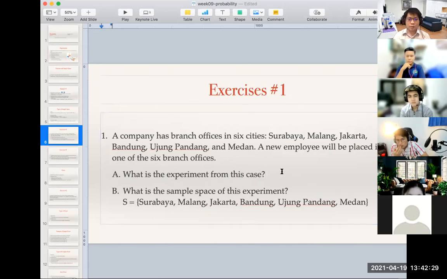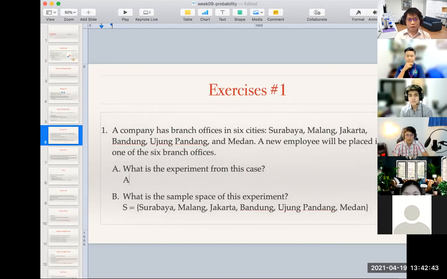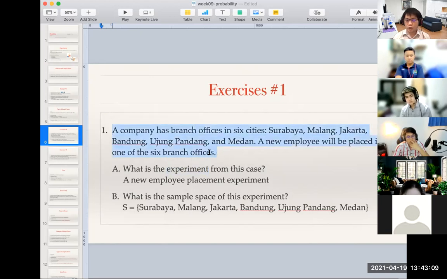But what is the experiment? The new employee placed in Surabaya. Right. Not in Surabaya, but it's more appropriate to say new employee placement experiment. See, you need to come up with some kind of a noun, just to make brief conclusions, to summarize these questions. So what are the experiments? You need to think of what kind of activity will be carried out in these questions.